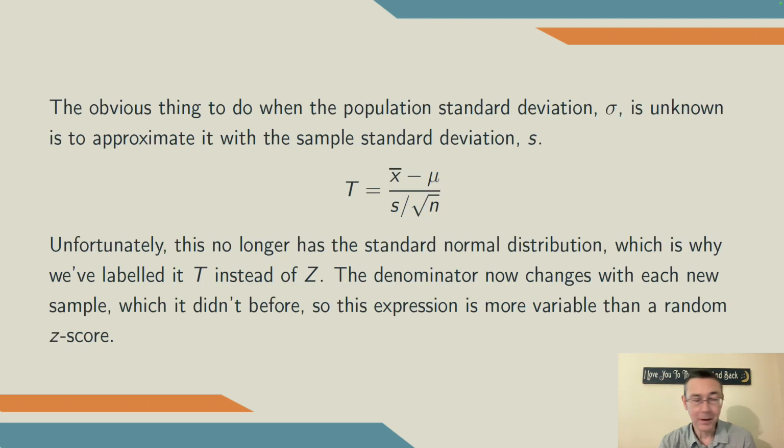So if you don't know sigma, the obvious thing to do is to replace the population standard deviation sigma with the sample standard deviation s. And if you do that, you get the formula x bar minus mu over s divided by the square root of n. Unfortunately, that no longer has a standard normal distribution, and that's why I've labeled it t instead of z. The reason it's not a standard normal distribution anymore is that the denominator now changes with each new sample. So the sampling distribution of this statistic does not have the distribution N of 0, 1.